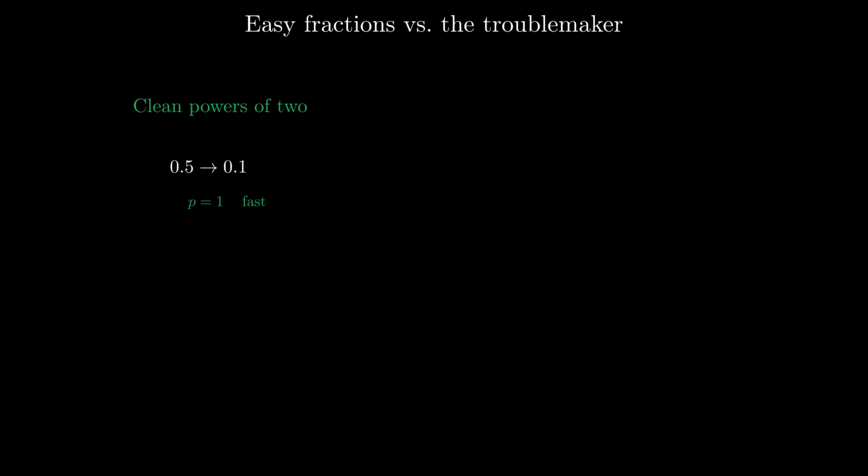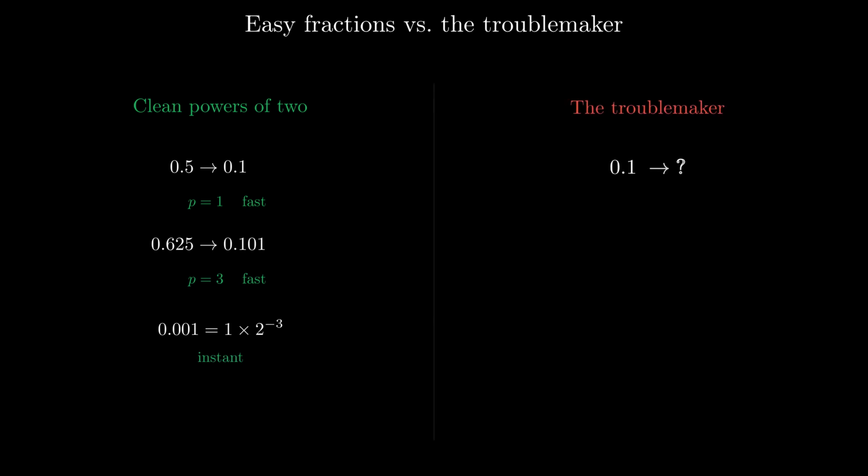0.5 gives 0.1. 0.625 gives 0.101. Now run it on 0.1. Suddenly the loop has to climb through a long sequence of powers before the fraction finally clears, somewhere around 50 of them. We know it took that many because the answer comes back roughly 50 zeros and 1s long. In other words, 0.1 had to be multiplied by something close to 2 to the power 50 before it became a whole number. Think about what that means.